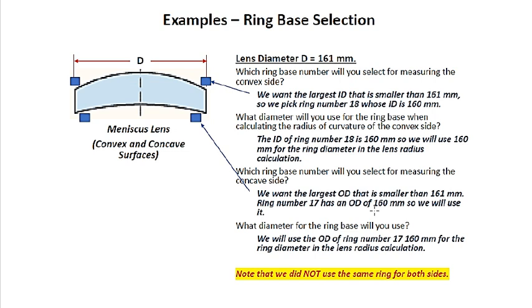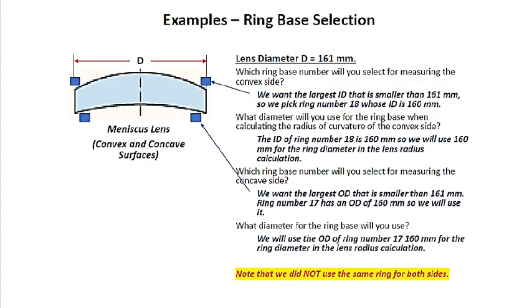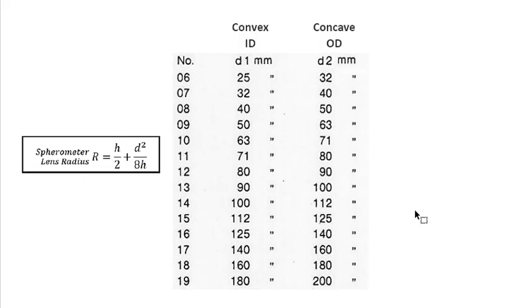So that's basically what we're talking about. For the convex lens, we're going to use ring number 18, yeah. And of course, you will use 160 millimeters for calculating by this diameter. You'll be using 160 millimeters for the concave surface. We're going to use ring number 17. And then we are going to use the same, which is 160 on this diameter in this equation.